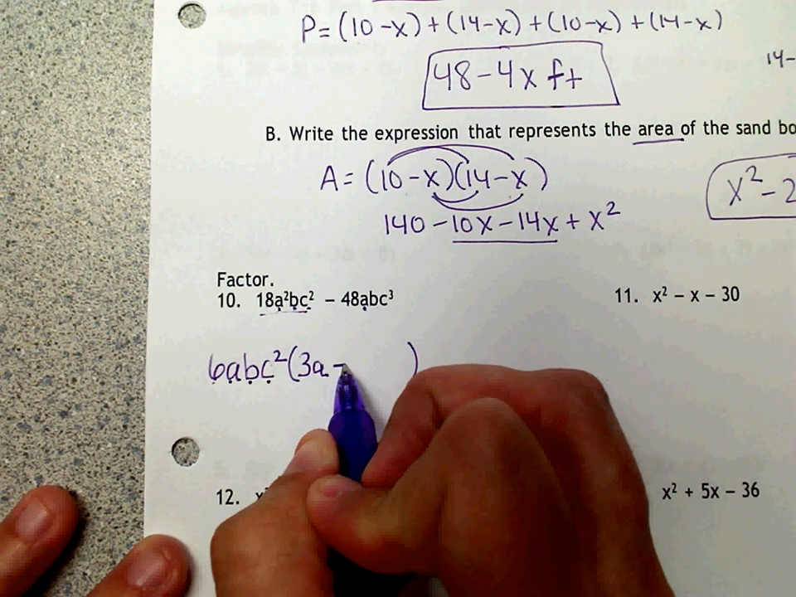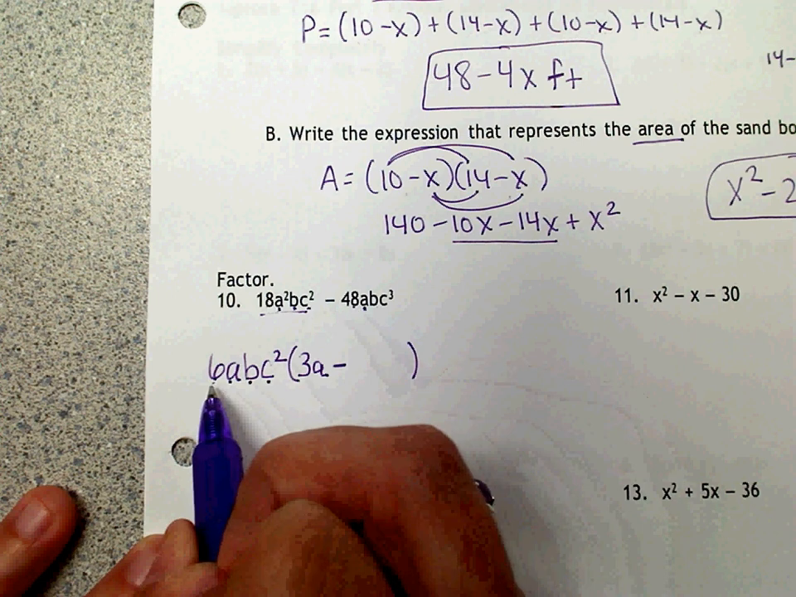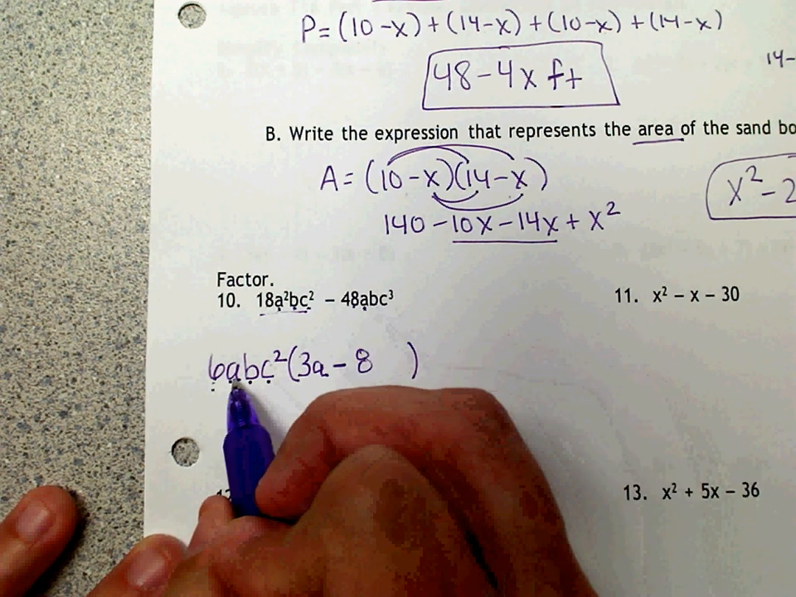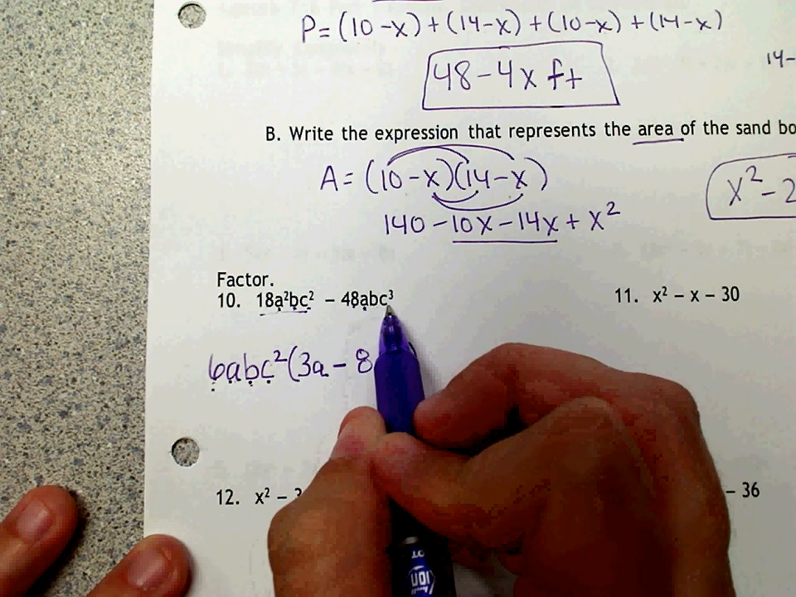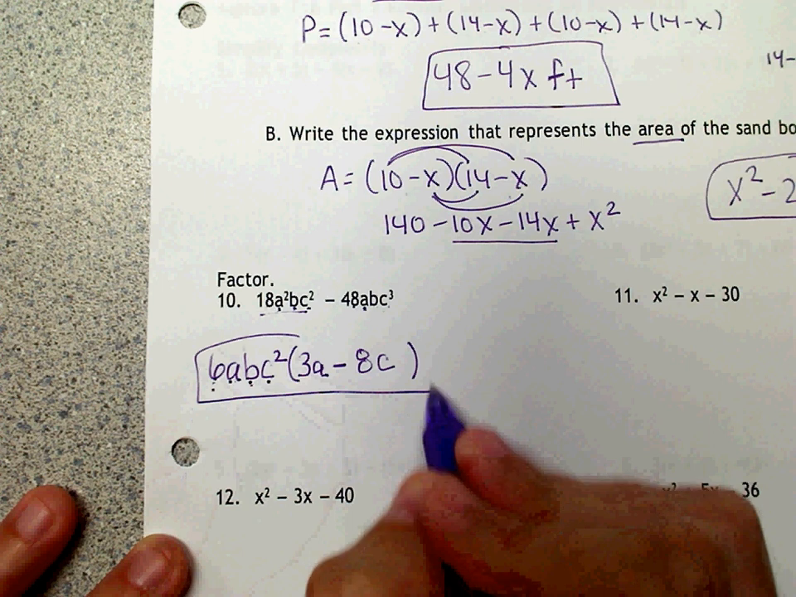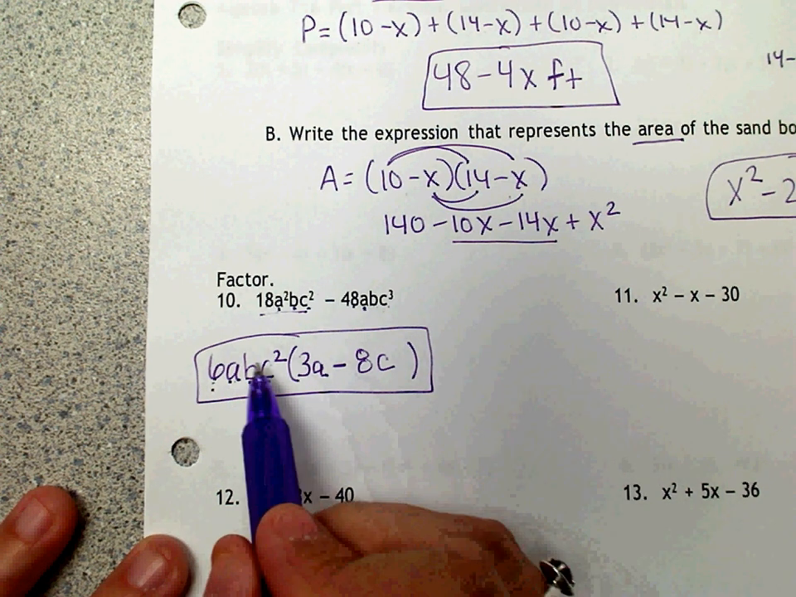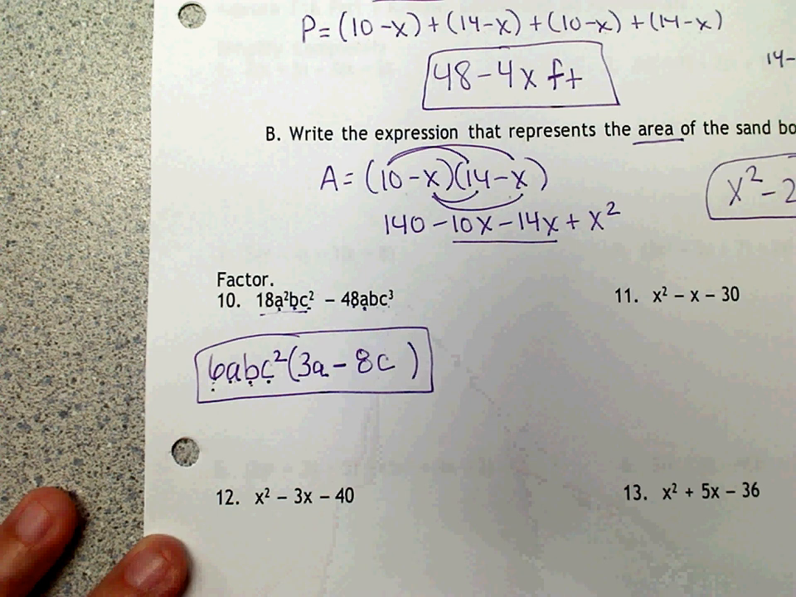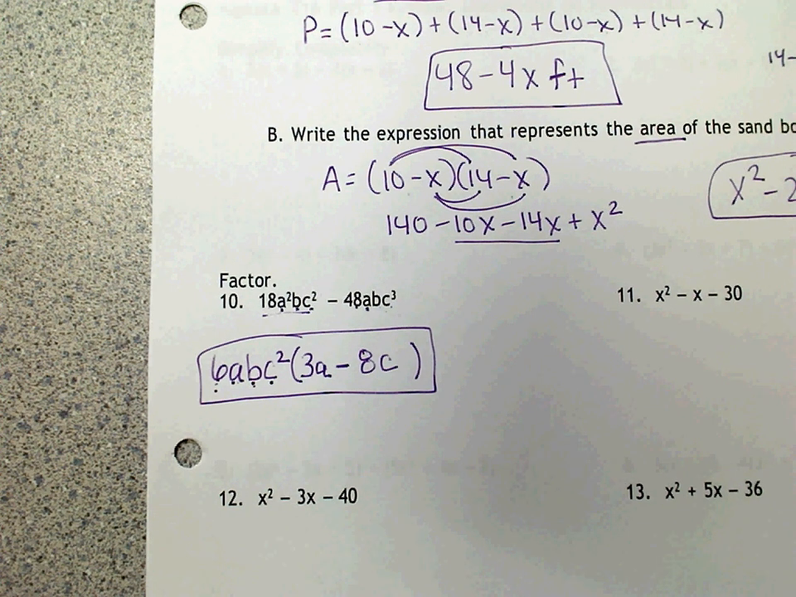And then minus 48 divided by 6 is 8. You took out an a, you took out a b, and you took out a c squared, so that leaves you with c. So this would be your answer for number 10. You can distribute that back to make sure that you get this, and to make sure everything is correct.